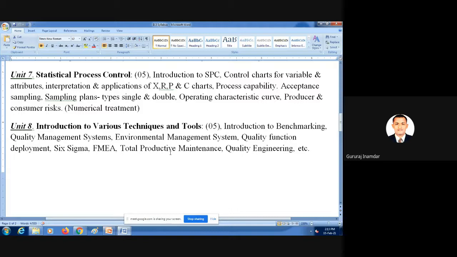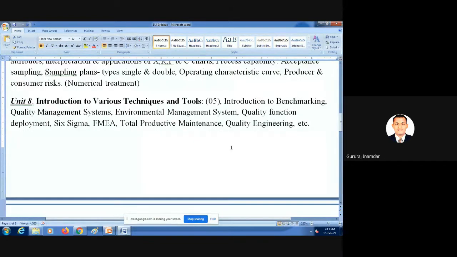Okay, so this is the last point of this chapter. Introduction to the various techniques and tools. So this is all about our syllabus.